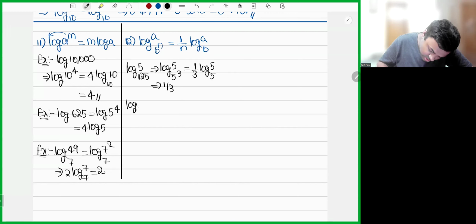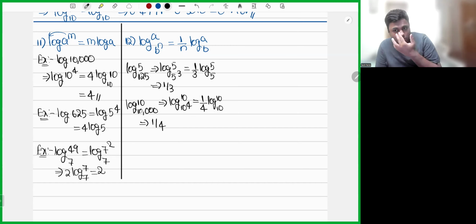Next, log 10 to the base 10,000. Can I write it like this? Log 10 to the base 10 power 4? Yes, sir. So 1 by 4 log 10 to the base 10, which is simply equal to 1 by 4. Okay. So I hope these 11 and 12 points are clear. Log a power m is m log a. Log a base b power n is 1 by n log a base b.